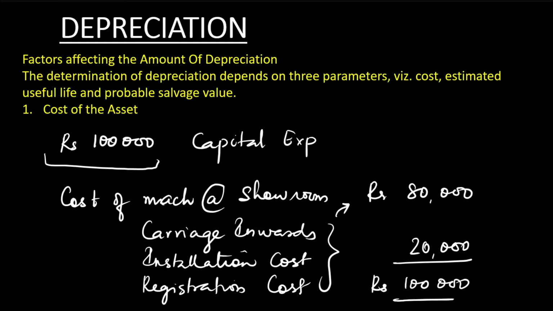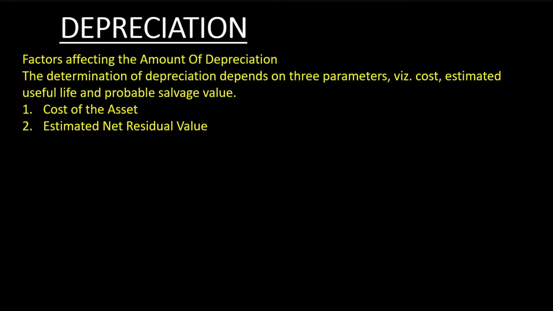This is not treated as a revenue expenditure. Carriage inwards, installation, registration, all these associated expenses for buying the machinery are taken as capital expenditure and are added to the cost of the asset. So the cost of the asset is not only 80,000, it includes the other expenses till the machine is put to use. Now let's go to the next one here.